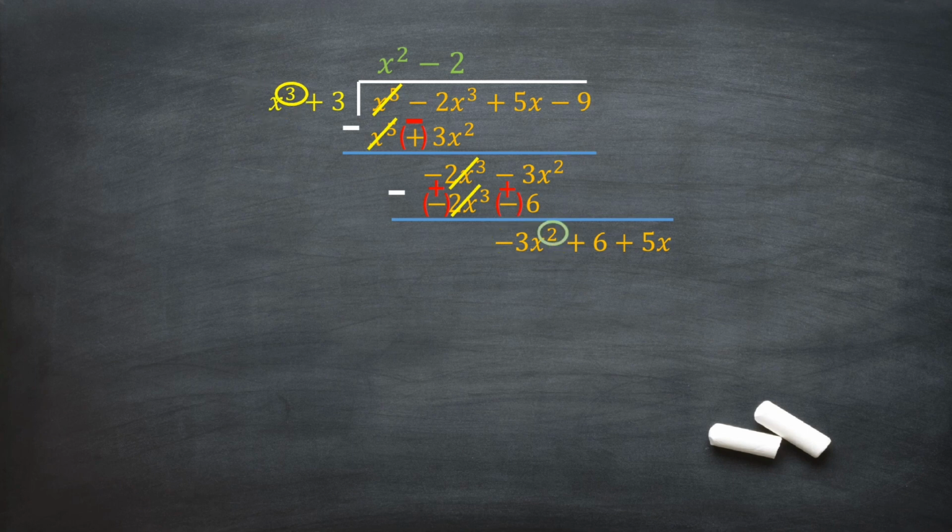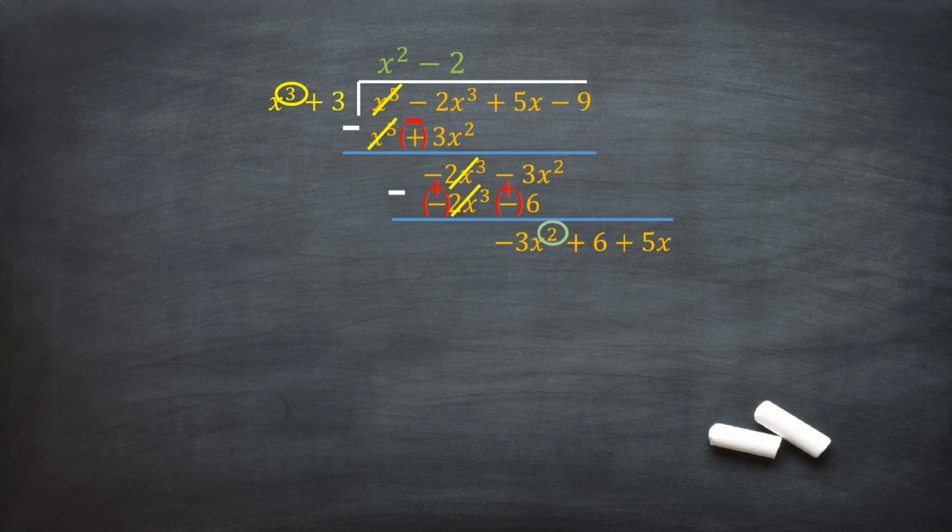Like in this next step, negative 3x squared divided by x cubed. Our dividend here is the negative 3x squared, while our divisor is x cubed. The exponent of the variable of our dividend is 2, and the exponent of the variable of our divisor is 3, which means that the dividend carries a lesser exponent of the variable than the divisor.